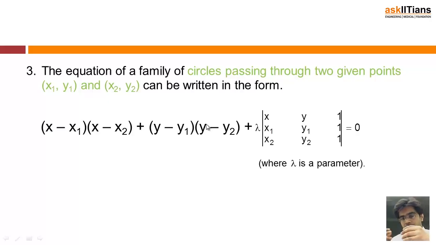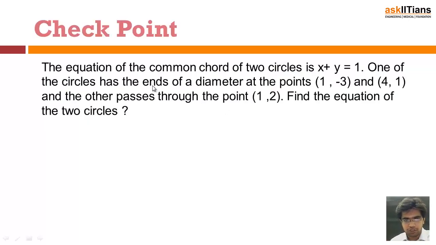So the main thing to remember is that from these 2 points, or from any 2 points in this universe, an infinite number of circles can pass. And again, you will have to think about which circle you want out of those infinite circles. That means, what is the value of your lambda? That value of lambda will be given by the extra condition. Okay. Now let's solve a question.